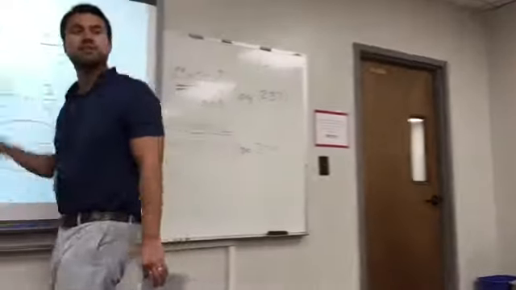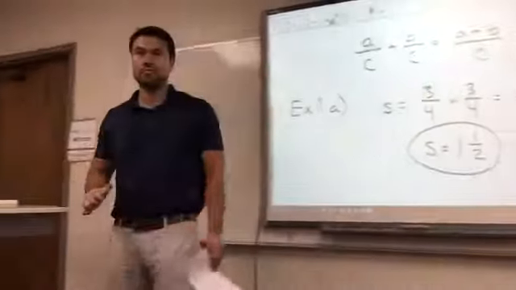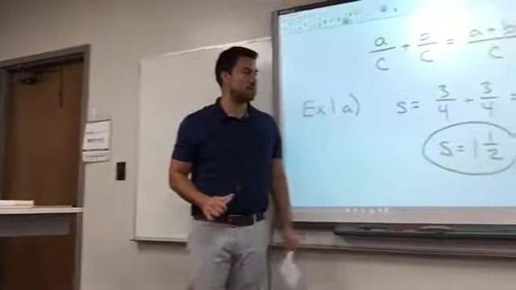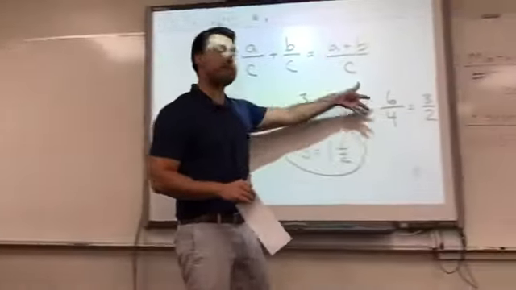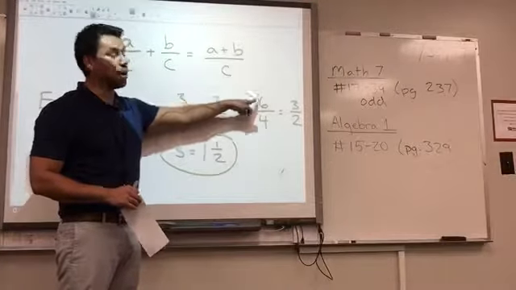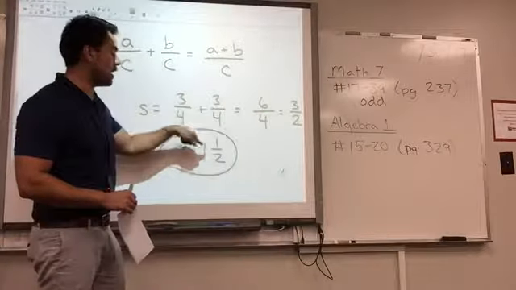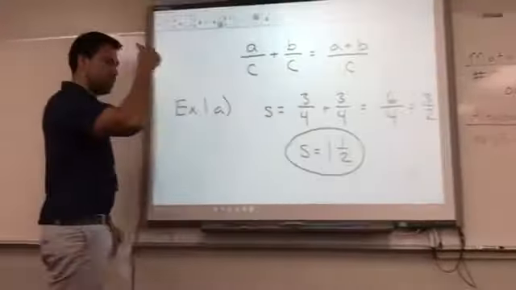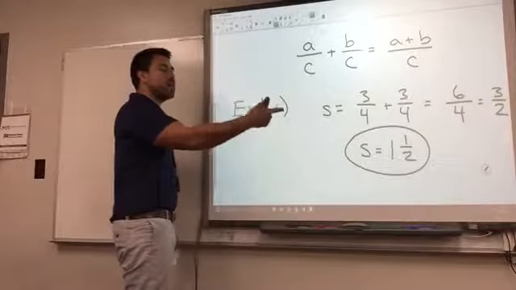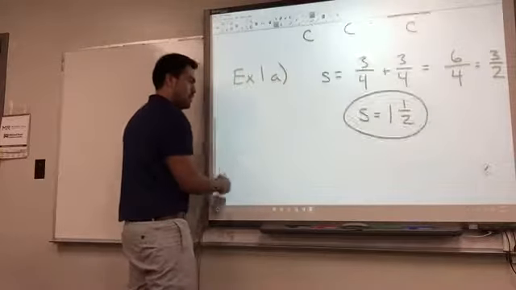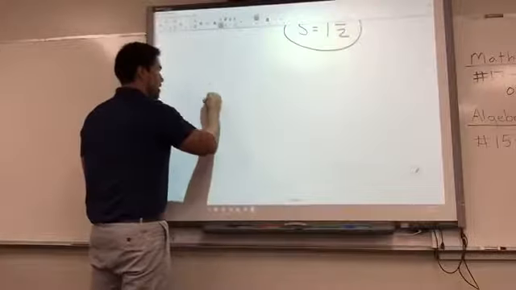Yes, sir? You could also make it a mixed number and then reduce it, right? Yes. So like here, if I had 6/4, you can make it 1 and 2/4, and then 1 and a half. Yep, you can go either mixed and then simplify, or simplify then mix. All right, let's look at B.